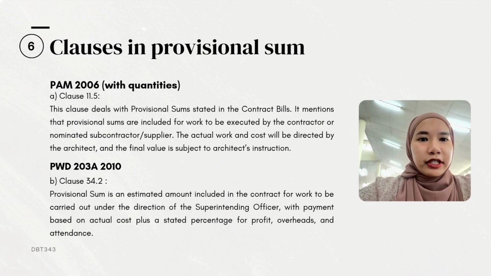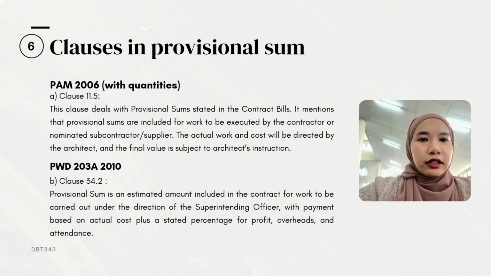For the clause in provisional sum, clause 11.5 in PAM 2006 states that this clause deals with provisional sums stated in the contract bills. It mentioned that provisional sums are included for work to be executed by the contractor or nominated subcontractor or supplier. The actual work and costs will be directed by the architect, and the final value is subject to architect's instruction.